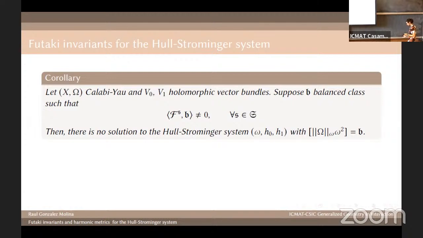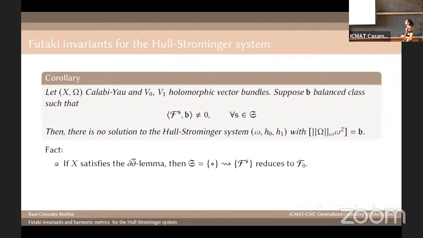Okay, so in principle, this might be very difficult, but there's one particularly nice example in which my manifold satisfies the partial del bar lemma, algebraic manifolds, for example. Then the classifying space reduces to just a point, and the family of Futaki invariants reduces to a single Futaki invariant. This should be regarded as a higher Futaki, a stringy version of the classical Futaki invariant, which does not obstruct a Hermitian Einstein metric on a bundle, but the full Strominger system.